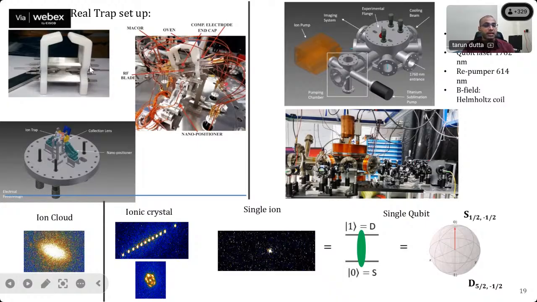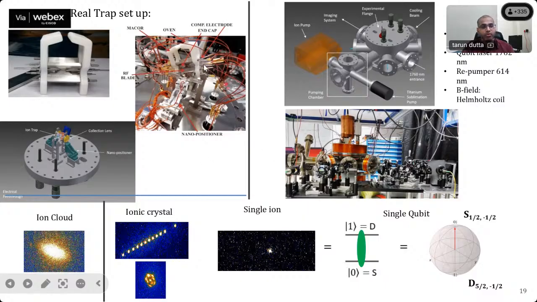This is the real trap, and when it is mounted on the vacuum flange, you see there are a lot of wires and cables connected. On top of this flange, the trap is mounted. Besides the trap, there is another extra position, another mount. In the schematic it is written as the collecting lens. We usually put this lens inside the vacuum in order to get a higher photon count, so there is another stage or mount for the lens.